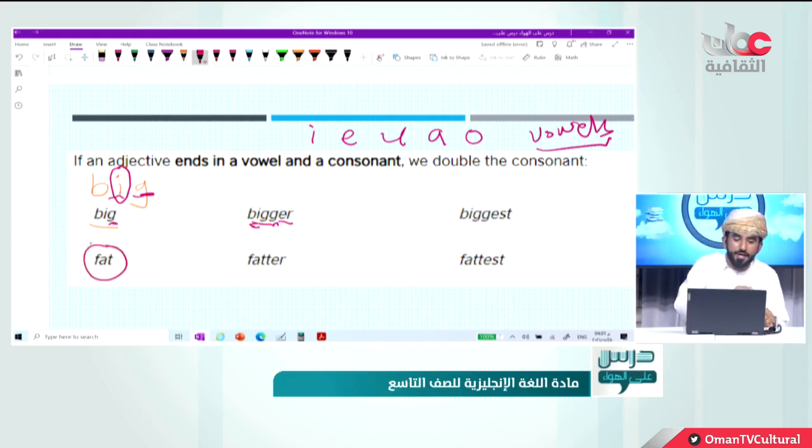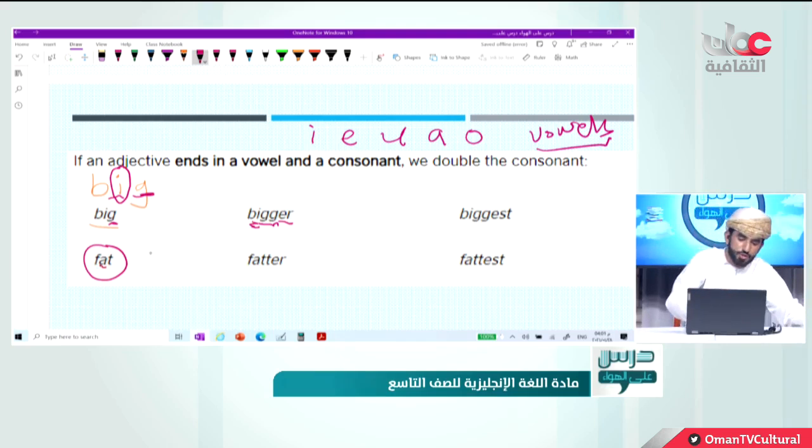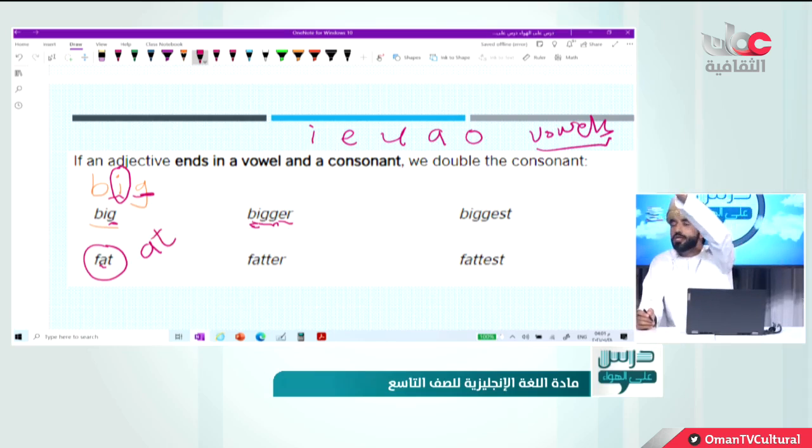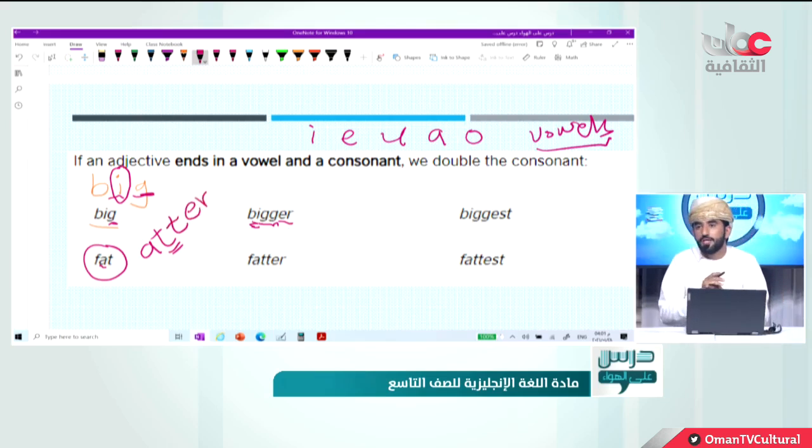For fat again, who can explain it to me? Yes, thank you. There is a vowel before the last consonant in the adjective fat. What is the vowel? Group C, thank you. A, exactly. So you've got A, and then consonant T. What should we do here? Yes, well done. Give them a clap. Excellent, correct. We double the consonant again, and then we add ER if it is comparative. If it is superlative, we double the T again, and we add EST, exactly.